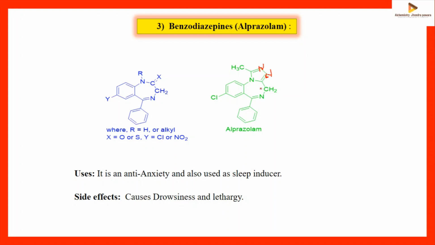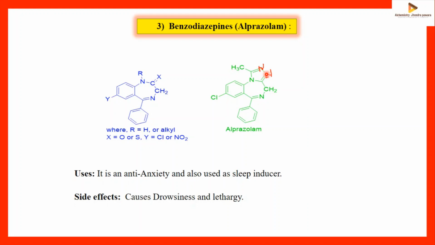So here, nitrogen is also there, and that is called a triazole ring. This alprazolam is obtained by fusing a triazole ring at the 1,2 position of 1,4-benzodiazepine, and it is an anti-anxiety agent and also used as a sleep inducer.